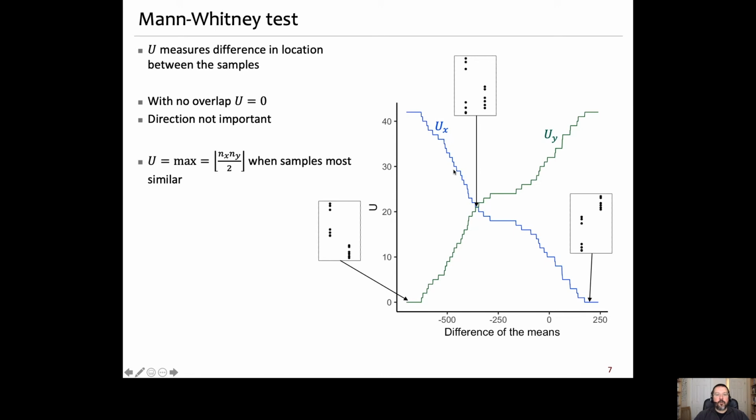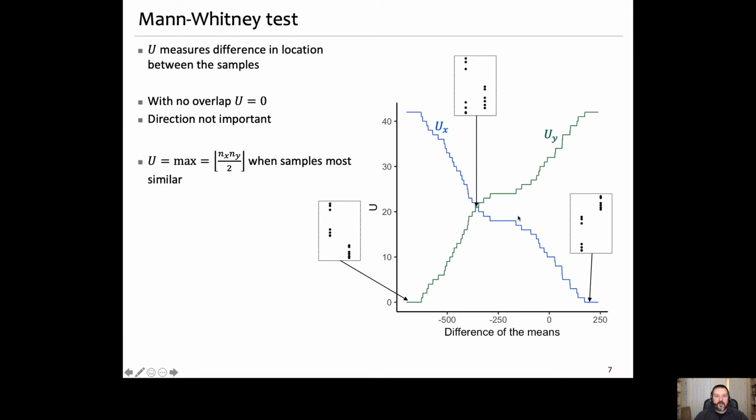Somewhere in the middle, these two curves will cross. That means that there will be the same number of x's greater than y's and the same number of y's greater than x's. This is a symmetry. This is some sort of an equilibrium between these two samples.